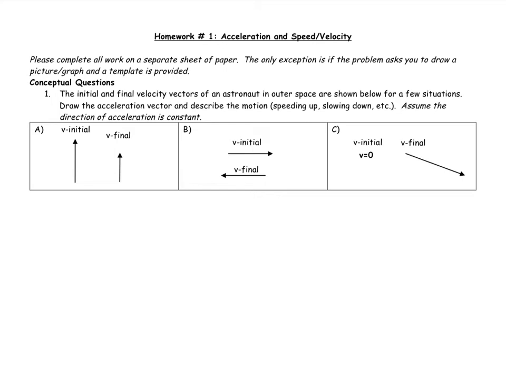So here we have our first homework question. We have three sets of initial and final velocity vectors. And what we want to do is draw the direction of the acceleration vector and describe the motion. So I'll start with this first one here.